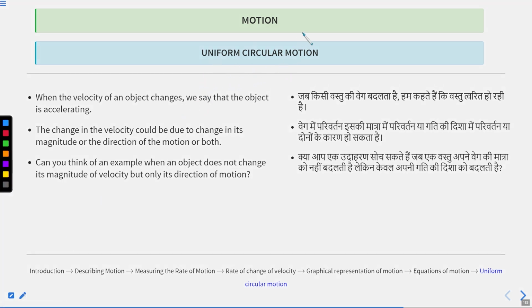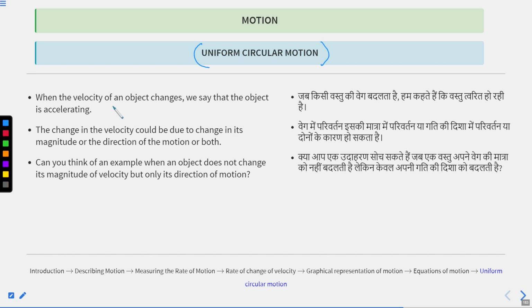Uniform circular motion. In the beginning of the class, I explained to you that motions are very complex. They are of many types, but in class 9th we will study two types of motion. First was motion along a straight line and second is uniform circular motion. And we are going to start this topic, uniform circular motion. And what does it say?